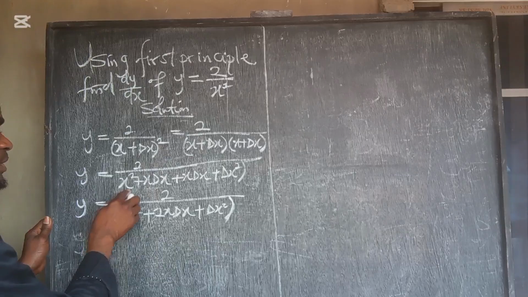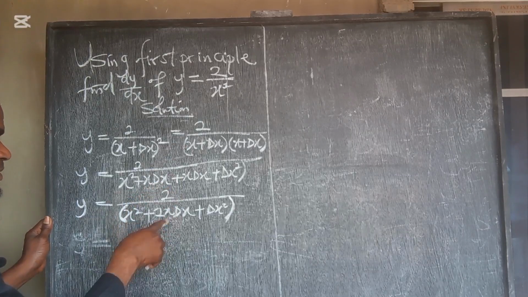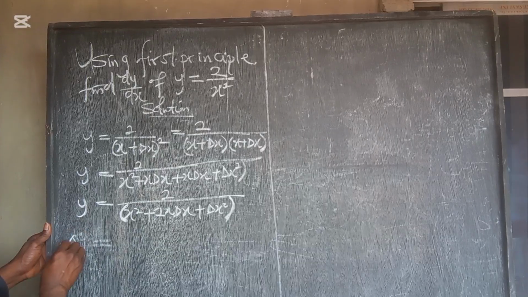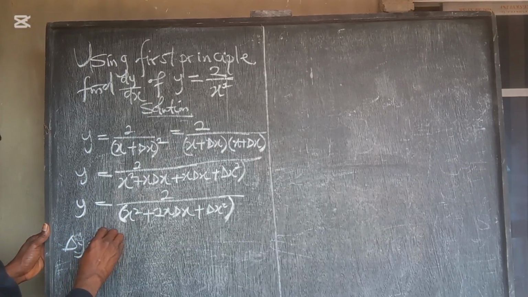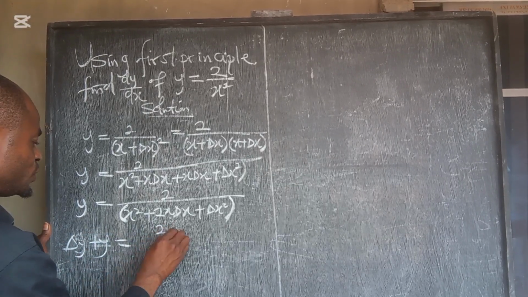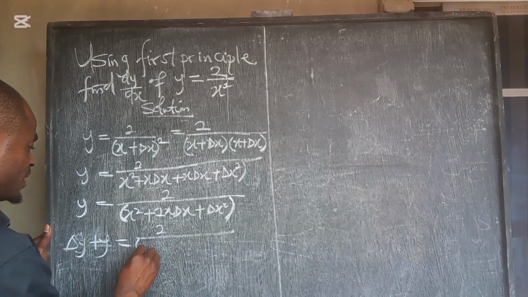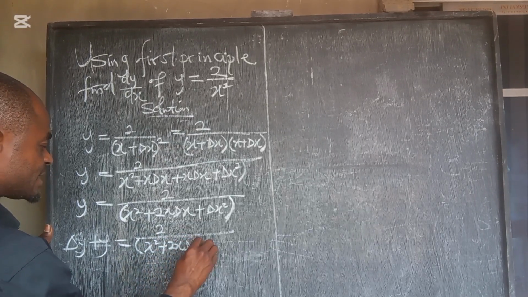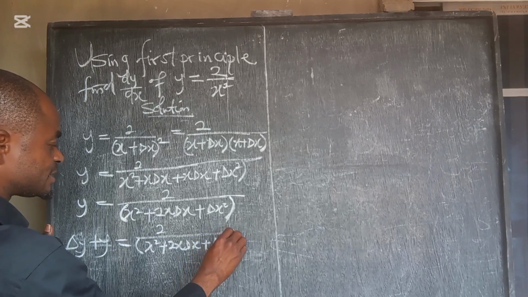Once we have added the increment of x, you are coming to the other side, which is y. You now add the increment of y as well: y plus changing y is equal to 2, everything all over x squared plus 2x changing x plus changing x squared.